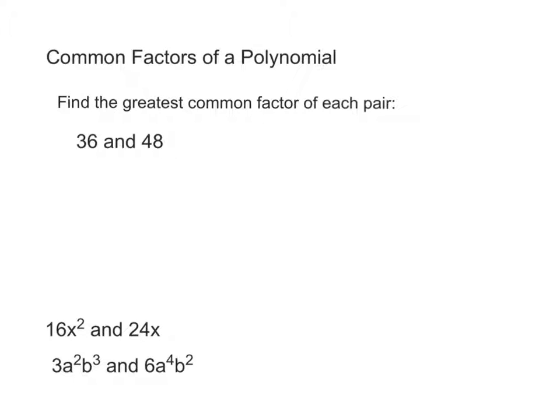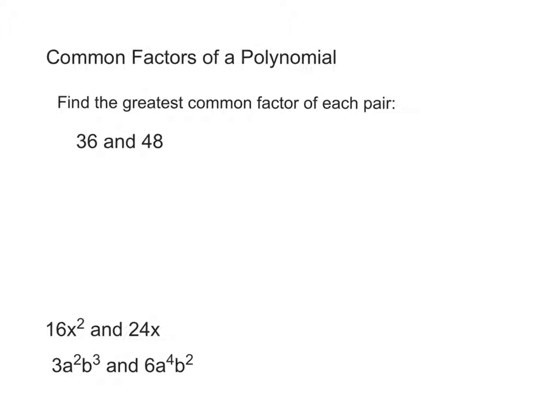We're looking at common factors of polynomials today. And we did this before. Find the greatest common factor of each pair. 36 and 48. We did this before with numbers. You should be able to find the greatest common factor of those. So sometimes we can just look at the numbers and know that the greatest common factor is 12, because you think about what are the factors of 36, what are the factors of 48.